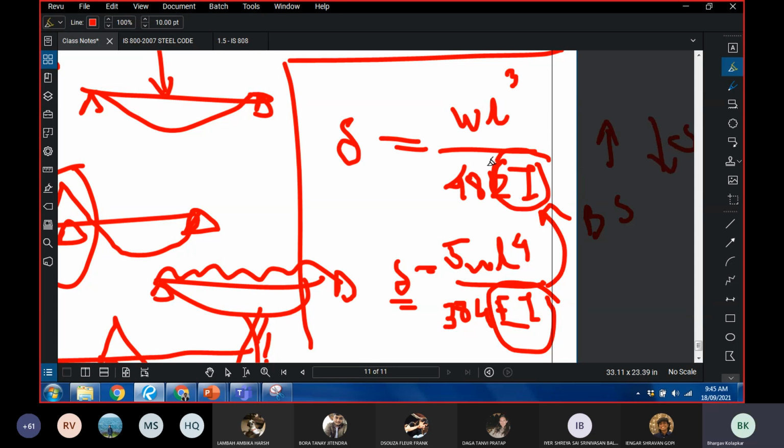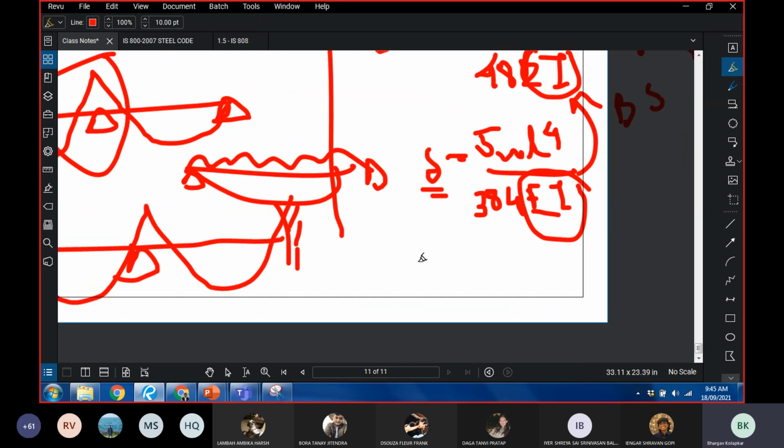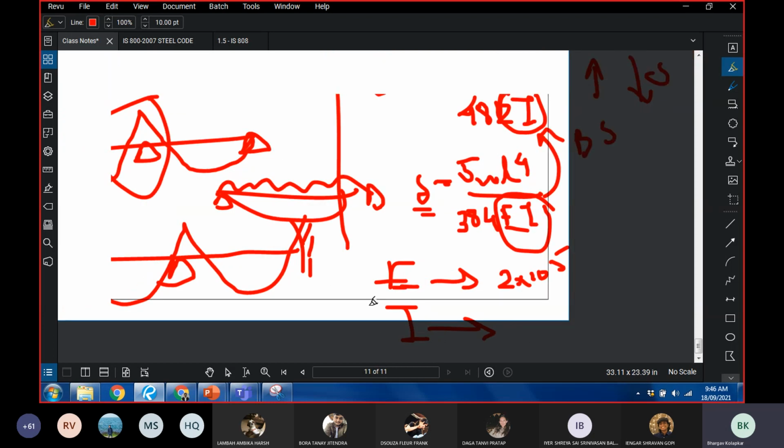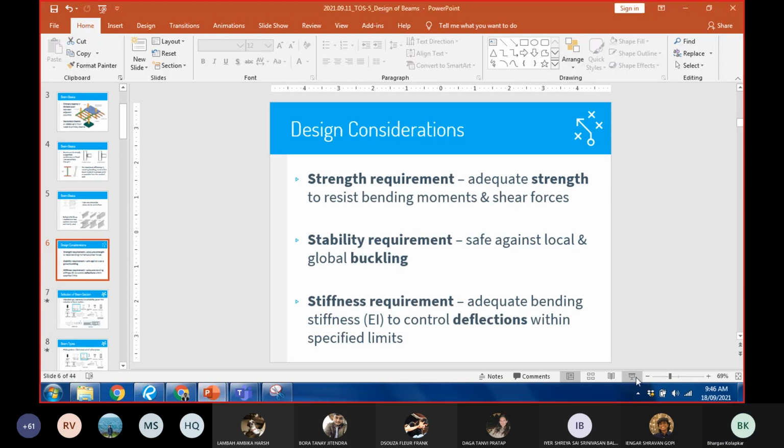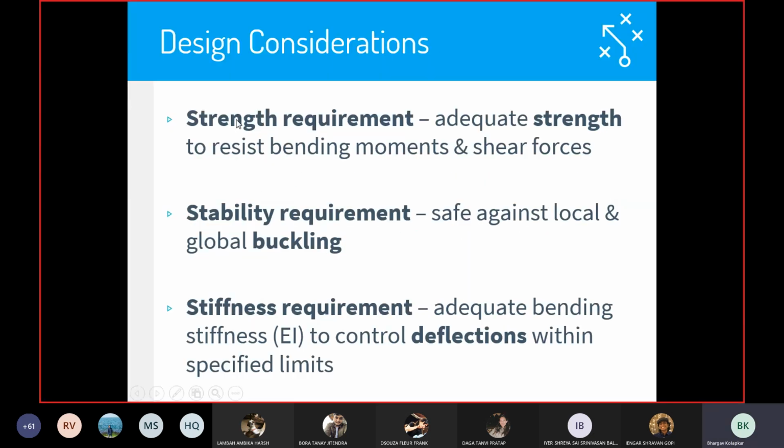So it should have adequate bending stiffness, meaning an adequate value of E. Now you will say that the value of E is always constant, approximately 2 into 10 to the power 5. That's fine. What is in your hand? Selecting an appropriate value of I. So it should have an adequate moment of inertia such that it does not deflect above a certain limit. This term EI together is called bending stiffness. So these are the three design considerations: adequate strength, adequate stability, adequate stiffness.